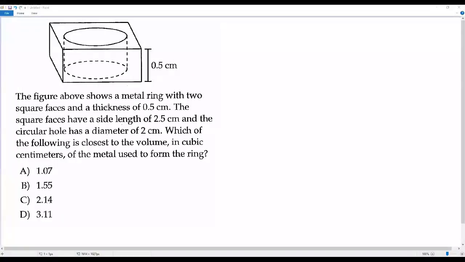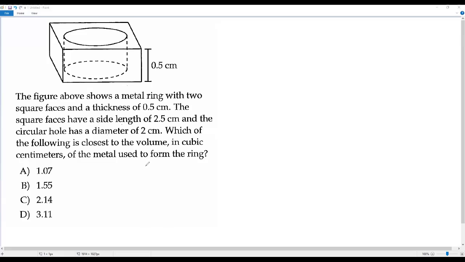Here we have a SAT math question. Okay, let's go with the information. So there is a figure given over here. The figure above shows a metal ring with two square faces and a thickness of 0.5 centimeter. The square faces have a side length of 2.5 centimeter and the circular hole has a diameter of 2 centimeter. Which of the following is closest to the volume in cubic centimeters of the metal used to form the ring?